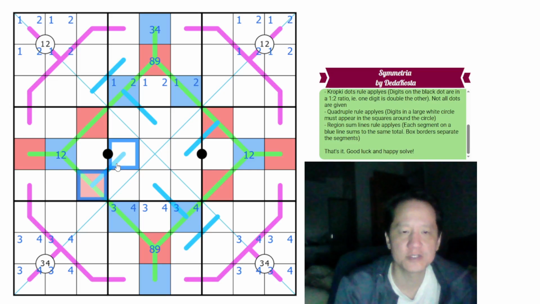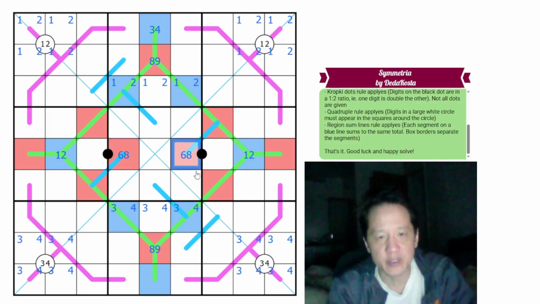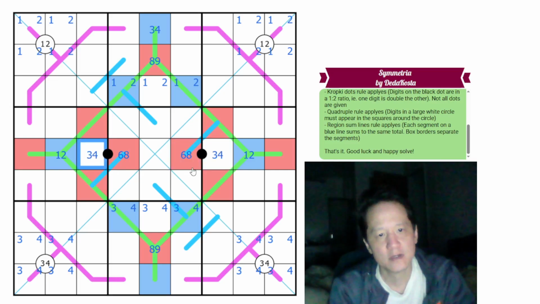Because these two are the same, we know that because the region sum line divides the line into segments of equal sum, and they're only 1 digit long. So therefore, these have to be the same. So this has to be a high, and this has to be a high. Well, of the digits that can be on the high that are in a 1 to 2 ratio, you can only have 6 and 8. So these are 6 and 8, which have to be next to 3 and 4. Therefore, we have a 3, 4, 3, 4 pair.